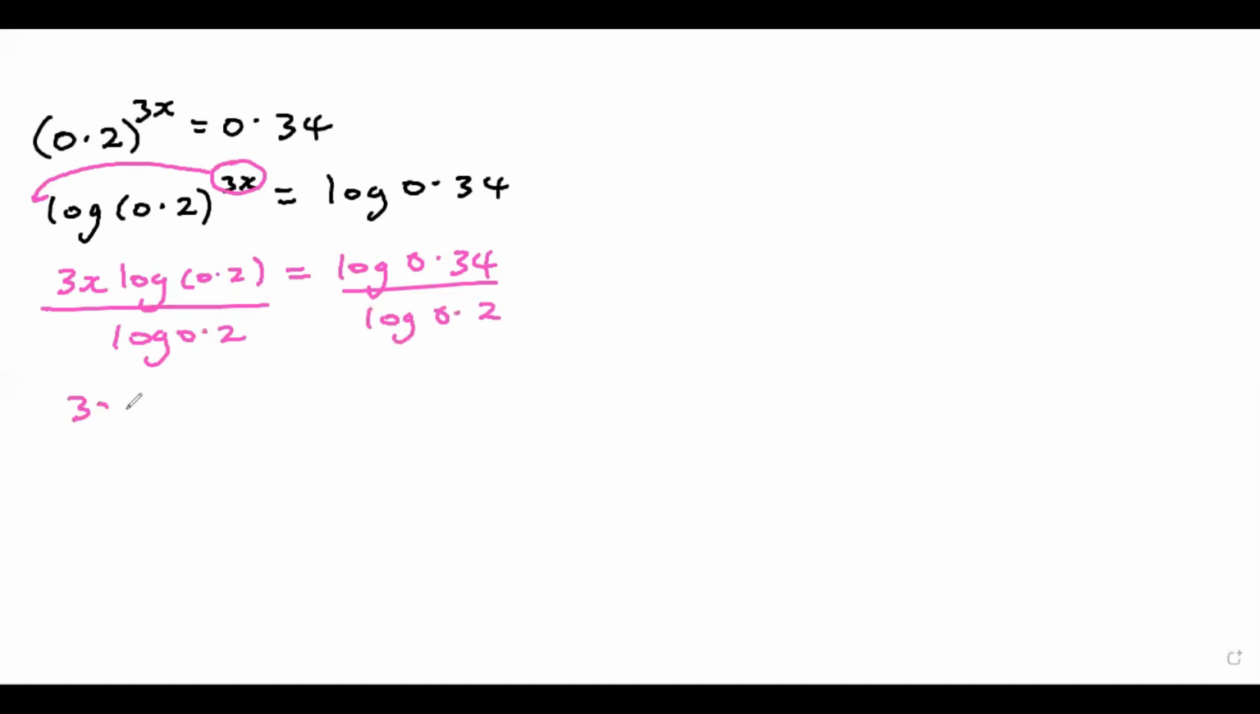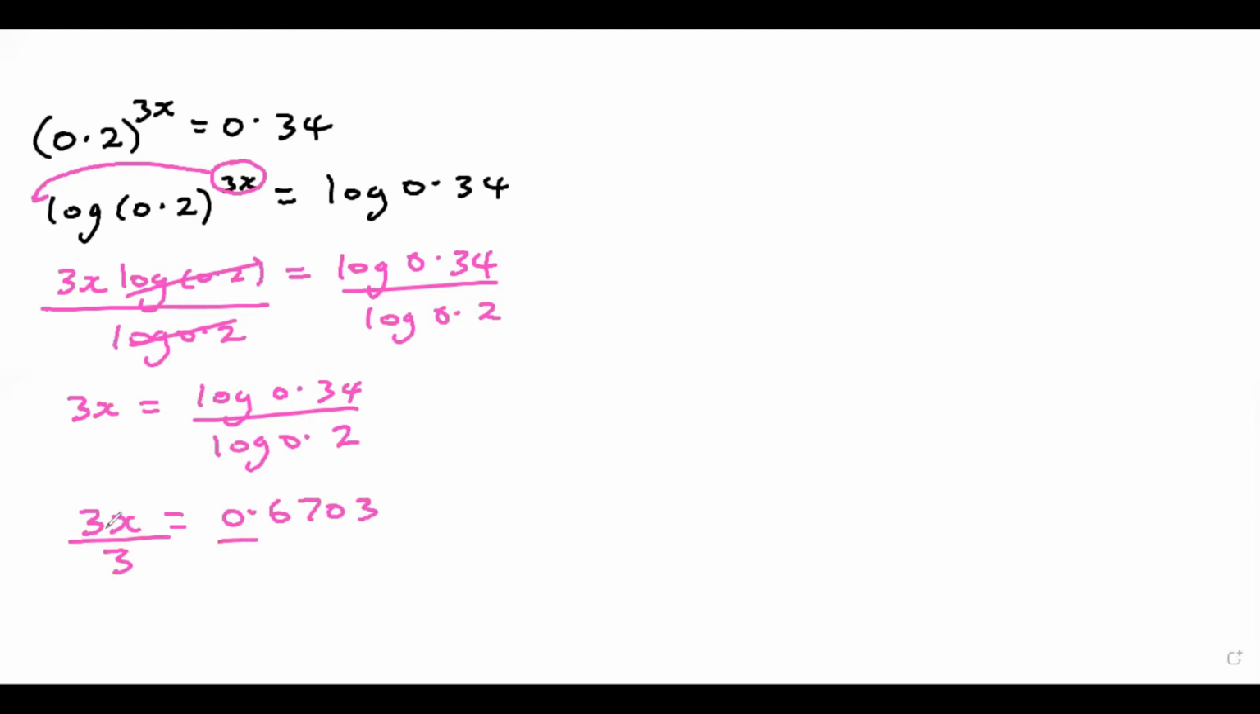So that's 3x being equal to log 0.34 divided by log 0.2. If you divide log 0.34 by log 0.2, you're going to get 3x being equal to 0.6703. Then you divide both sides by 3. So x will be equal to 0.2234 if you round it off.